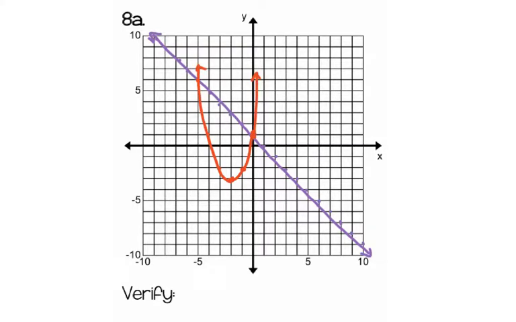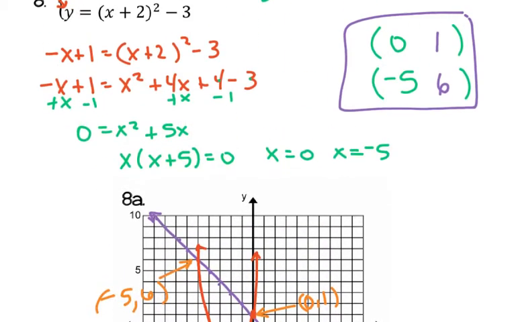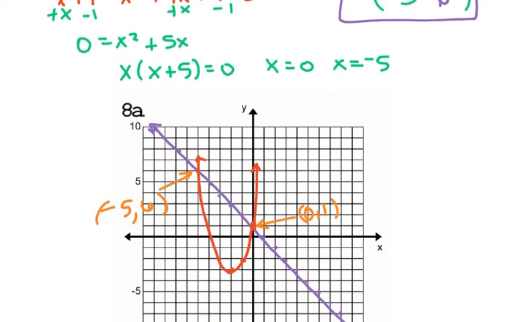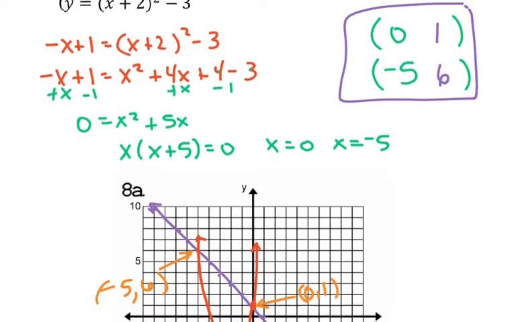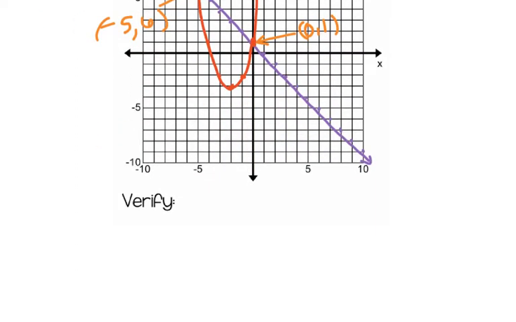Okay, so it looks like my intersections are at 0, 1, and then this one right here is at negative 5, positive 6. And if I look, that's what I had for my solution. So I've seen that graphically and by substitution. Now to verify it, I'm going to come down here and just put it in my equations.